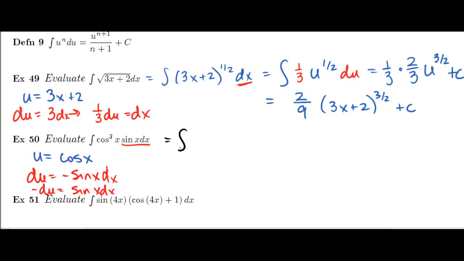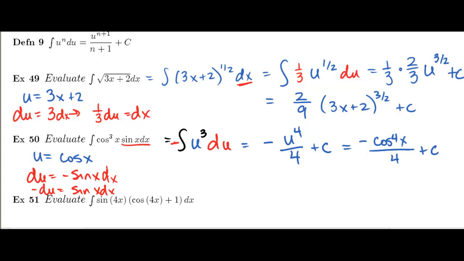So we can come over here, we get the integral of u, we're going to keep that exponent here, cubed, and then we've got our negative here, we'll just bring that out front, and our du. So now when we go to integrate, we've got negative integral of u cubed is u to the 4th over 4, or 1/4 u to the 4th, plus c. Do that last substitution back in. You end up with negative cosine to the 4th x over 4 plus c.